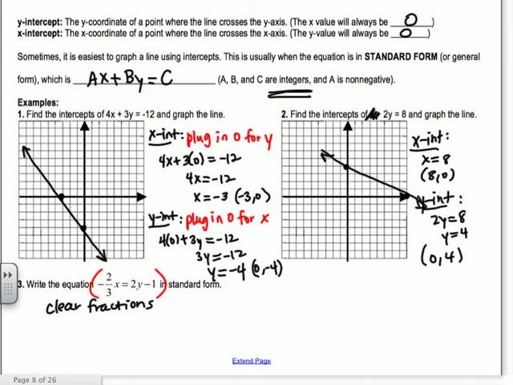Remember how we did that? We take our whole equation and multiply by the common denominator, which in this case would be 3. If I had 3 times negative 2/3, the 3's would cancel. We're doing this in our head. So I'm left with negative 2x equals 3 times 2y, so 6y, and then 3 times negative 1, so minus 3. Your next step is you need a to be non-negative, and you need x and y on the same side. So let's subtract our 6y over. So I have negative 2x minus 6y equals negative 3.